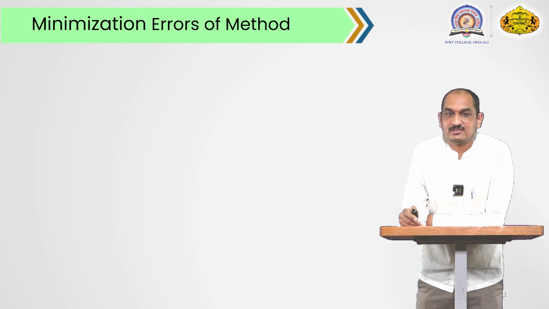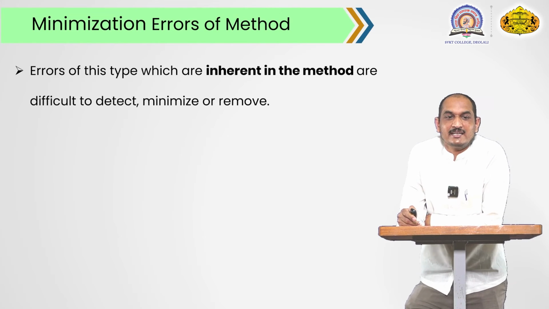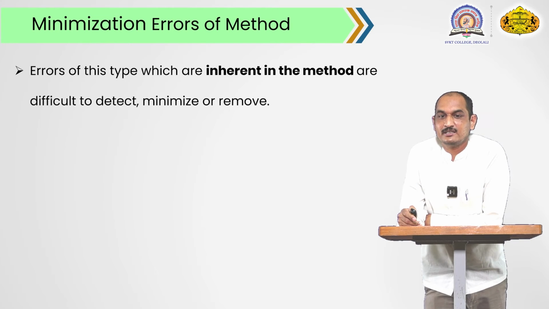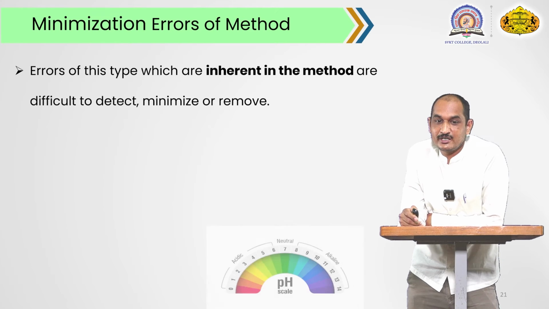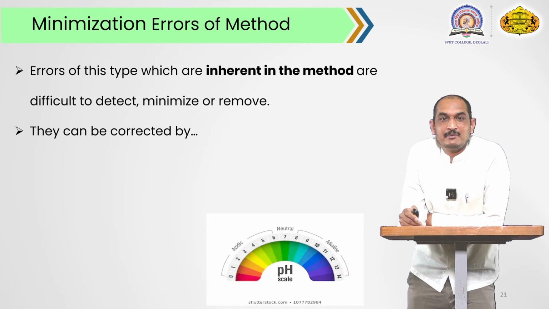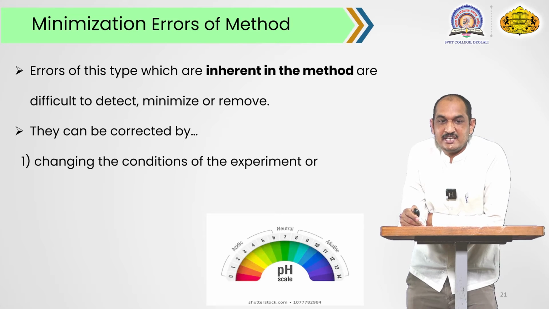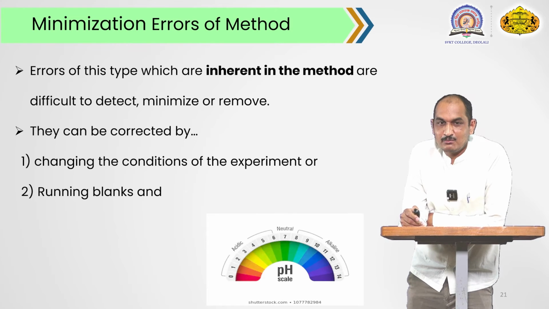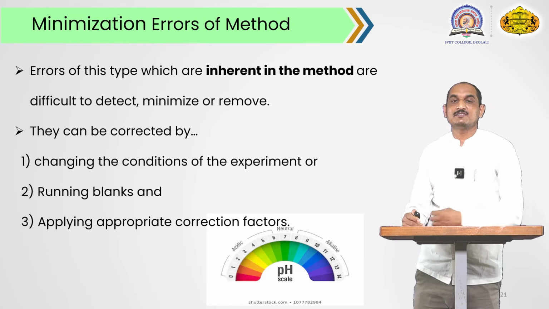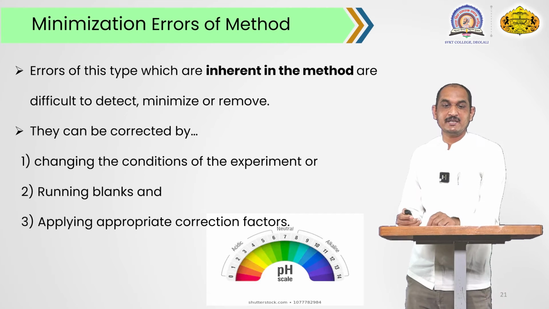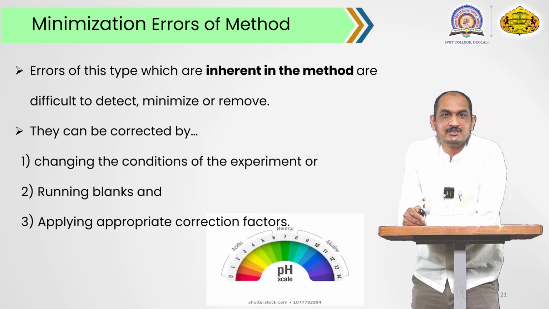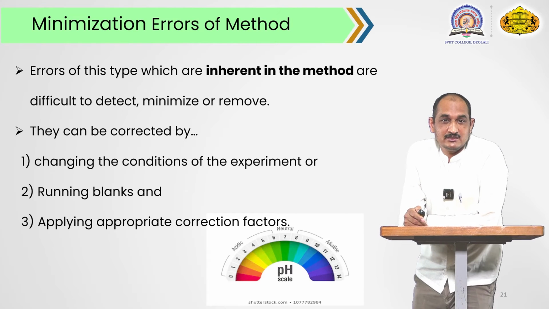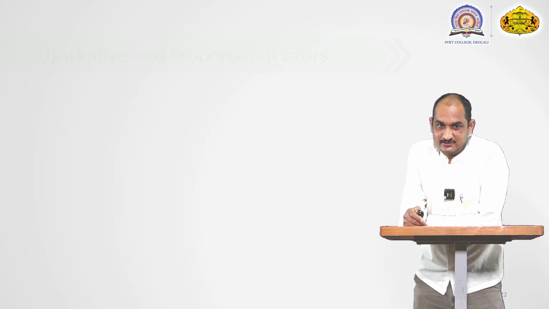Then how to minimize errors of method? We know that errors of this type, which are inherent in methods, are difficult to detect and difficult to minimize or remove. They can be corrected by changing the conditions of the experiment or by running blank samples, and also we can minimize the error of method by applying appropriate correction factors. By using such points we can minimize the errors during the analysis.